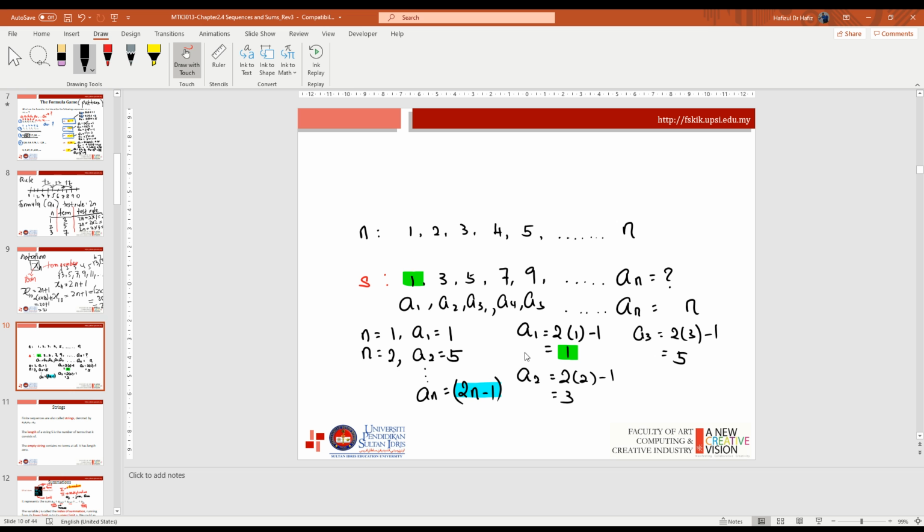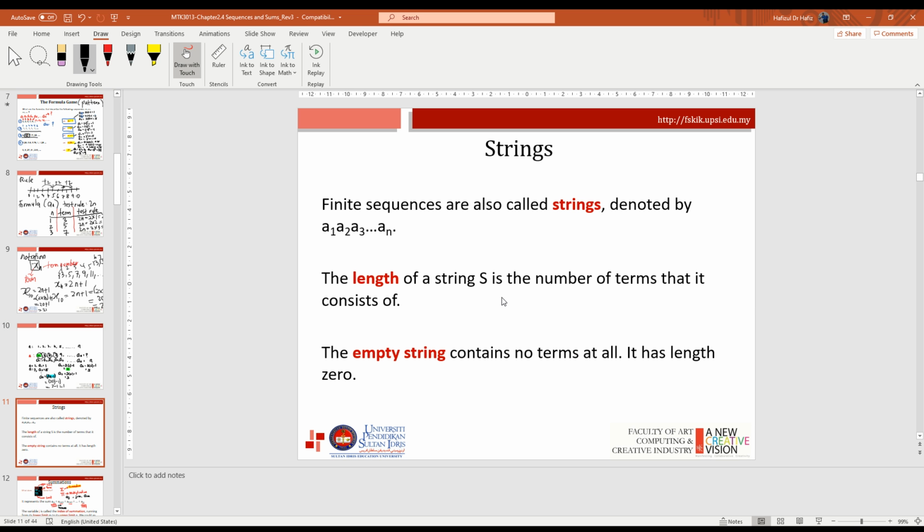This one is just terms. You can take a look. We have two terms here, and then we have the formula an equals 2n minus 1. You can replace the value: we have 1, 2, minus 1, and then you get 2 minus 1, which is equivalent to 1, and so on: 5, 7, 9, and so on.